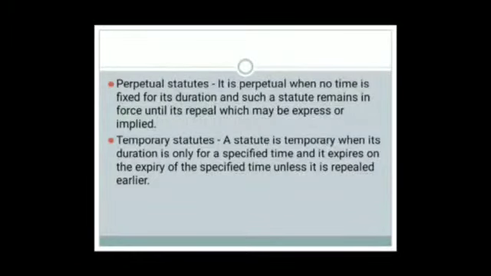A temporary statute, on the other hand, is one whose duration is only for a specific time. This duration of a temporary statute can be extended by a fresh statute or by the exercise of power conferred under the original statute. So in these two ways, perpetual and temporary statutes.